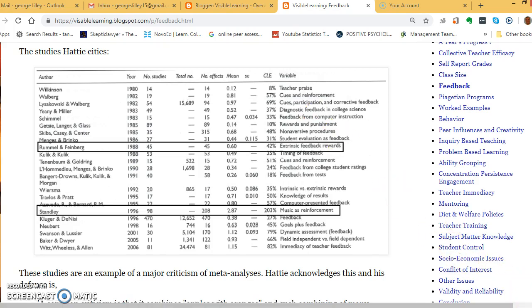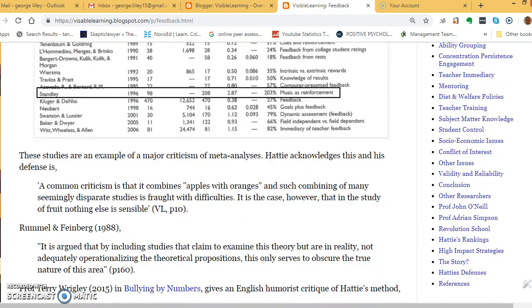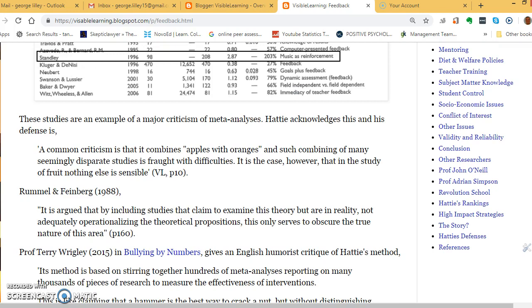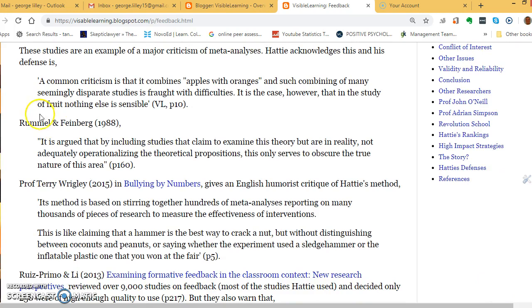Now, what this overview will show is that one of the original criticisms of this meta-analysis technique that Hattie uses was that they combined apples with oranges. And Hattie's well aware of that, and in the introduction to his book he says a common criticism of meta-analysis is that it combines apples with oranges, and such combining of many seemingly disparate studies is fraught with difficulties. It is the case, however, that in the study of fruit nothing else is sensible. So that's his defence, not a particularly good defence, I don't think.